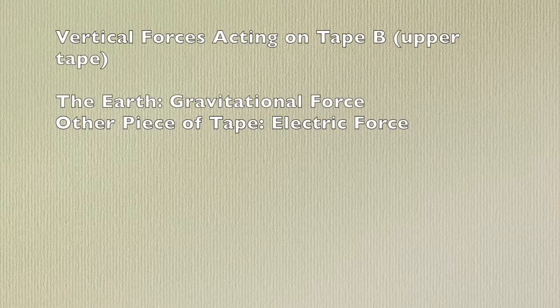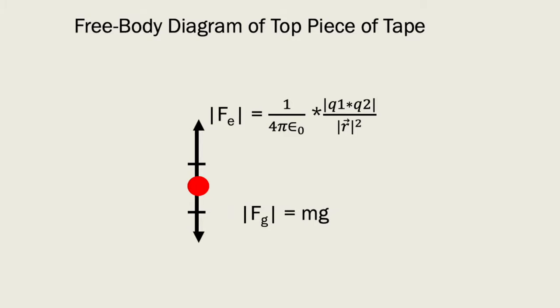The objects in the surroundings that exert a vertical force on a floating portion of tape B are the Earth in the form of the gravitational force and the electric force from the other piece of tape pushing it up. I've made a free body diagram to depict these vertical forces on the floating portion of the upper piece of tape, tape B. Force pointing upward is the electric force on the floating portion of tape B exerted by the lower tape. The force pointing downward is the gravitational force provided by Earth.